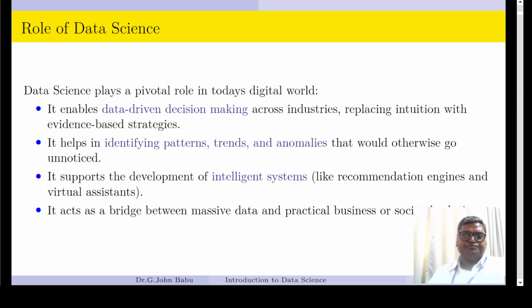Not only that, it is actually a bridge between the enormous amount of data. Now, when we are talking about data, we are not talking about 1 GB or 2 GB, but we are talking about an enormous amount of data, unimaginable size of data. And from the data, we need business solutions, and we want to have actionable input from that data.